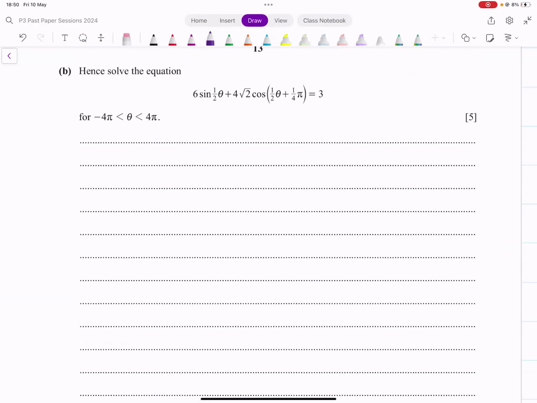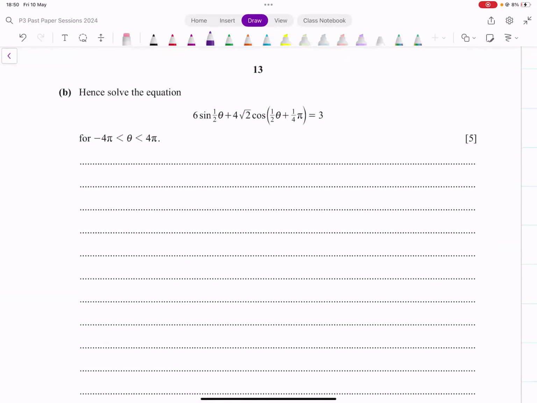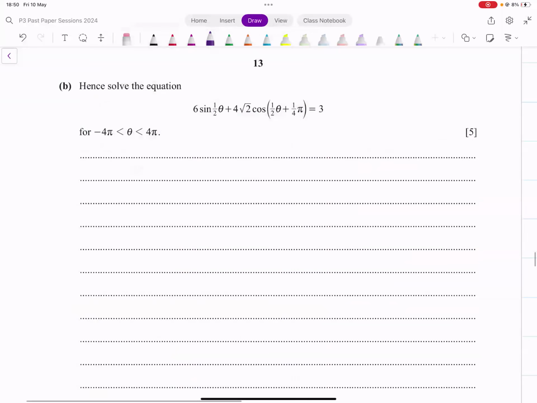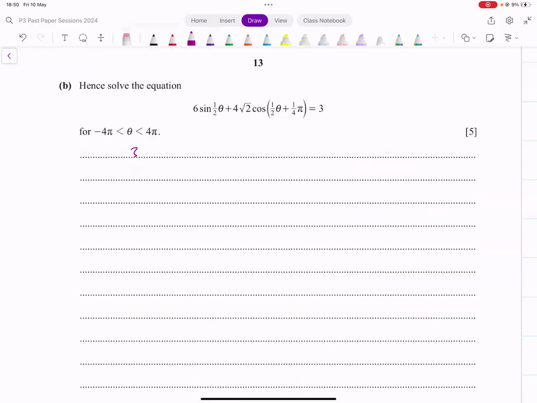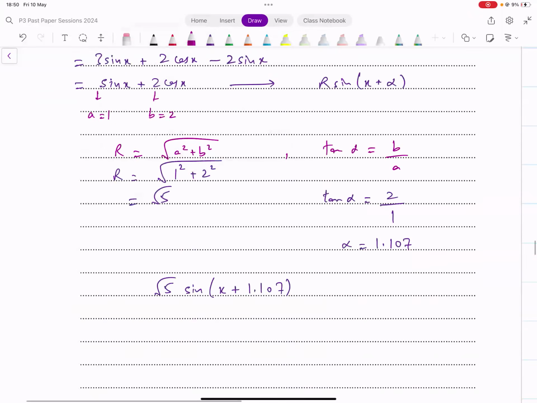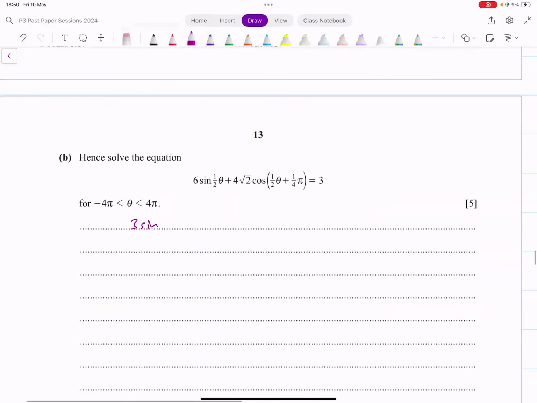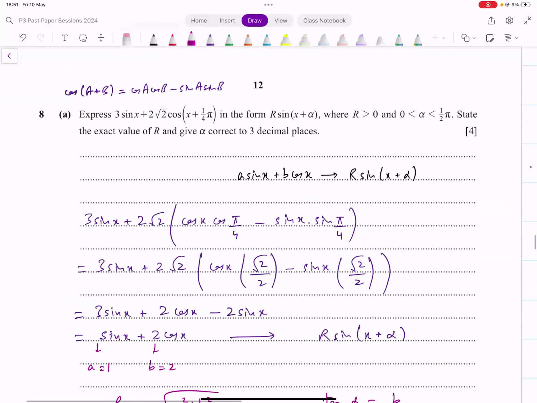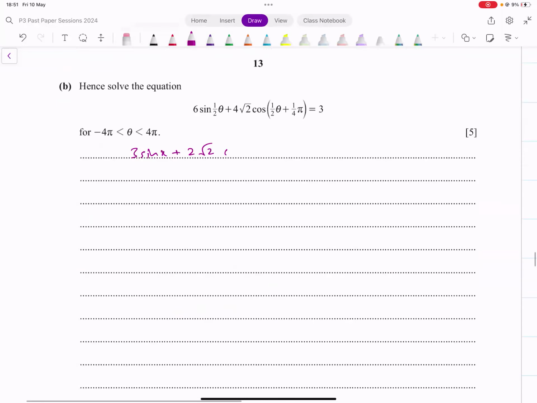Now it says, hence solve this equation. Now, how is this related to the previous part? What did we do in the first part? In the first part, what we have done is we have proved that 3 sine x plus 2 under root 2 into cos of x plus pi over 4.